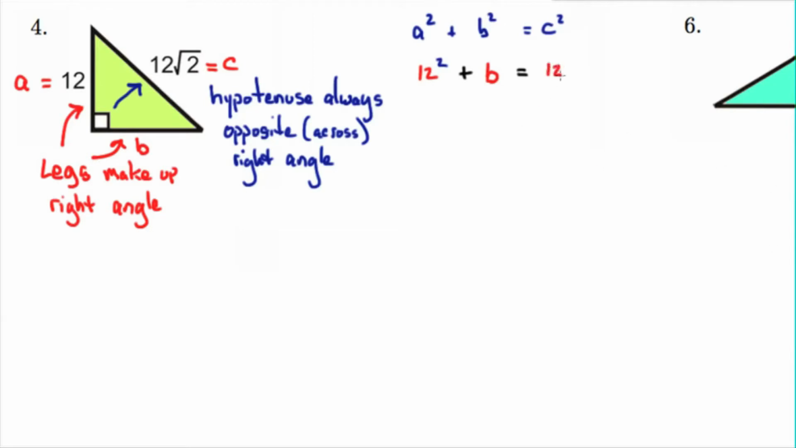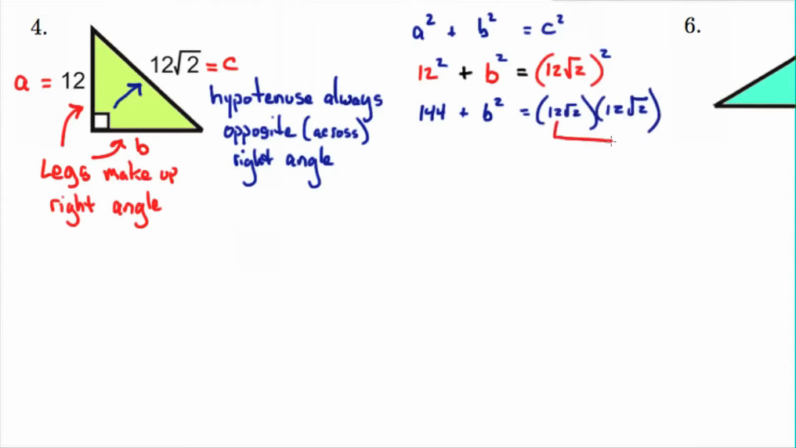So the difference in this problem is we have a radical for one of the sides. So squaring 12 is easy, that's 144. But squaring 12 root 2, we have to remember that squaring something is the same as multiplying the number by itself. So 12 times 12 is 144, and root 2 times root 2 is root 4, or 2. So the square root of 4 is 2, and 144 times 2 is 288.